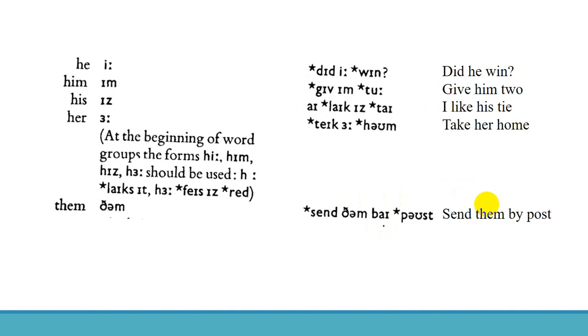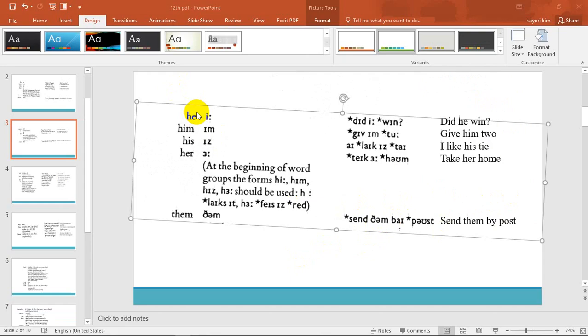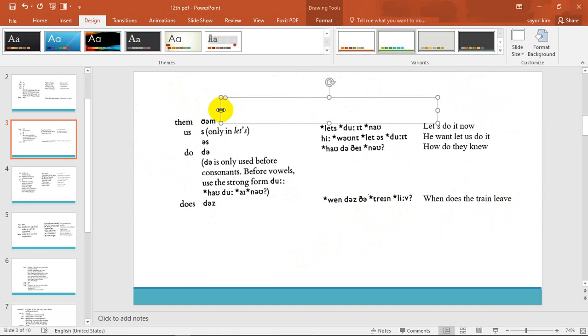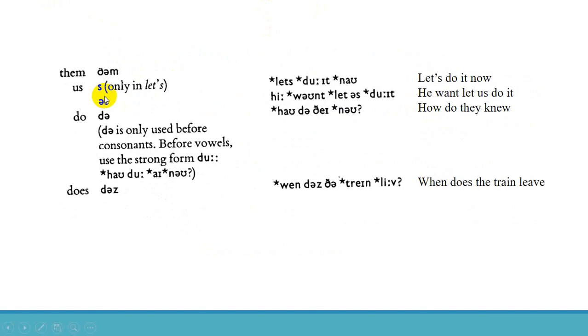Only in the word let's. We don't say let us, we say let's, okay? For example, let's do it now, let's do it now, okay? So it is pronounced as ls, sometimes pronounced as s. For example, like when we say s in the alphabet, okay? For example, he won't let us do it, he won't let us do it, let us. So here we use it as s, okay?